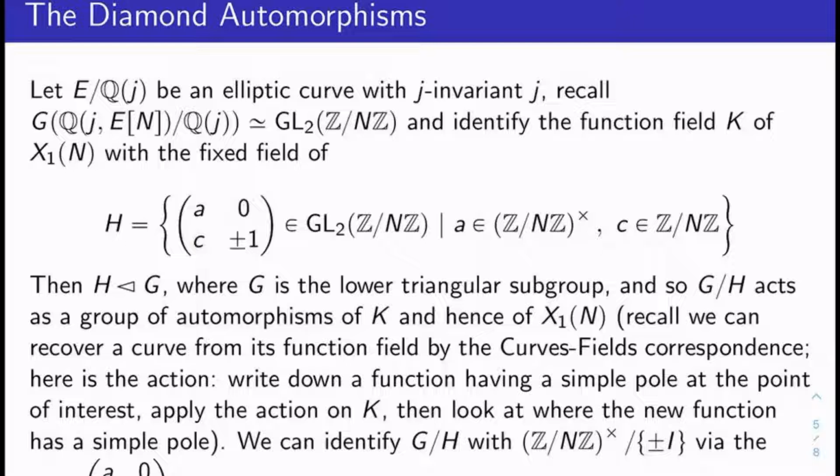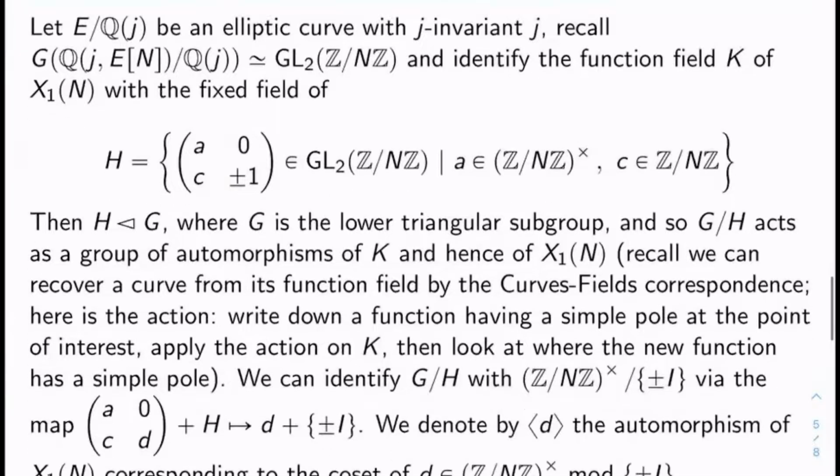And the point is, I don't really need to put 1 and 1 here. I can just pick any unit and put it here and then put plus or minus 1 here. There's a lot of different subgroups of GL2 of Z mod NZ that actually work. That's the point. So this is the one that we'll focus on. So X sub 1 of N is the fixed field of this subgroup of GL2 of Z mod NZ.